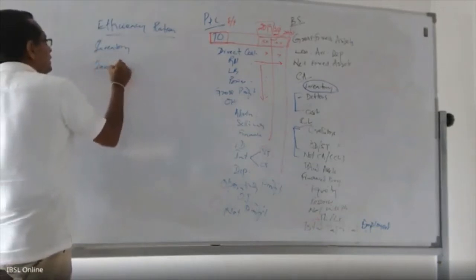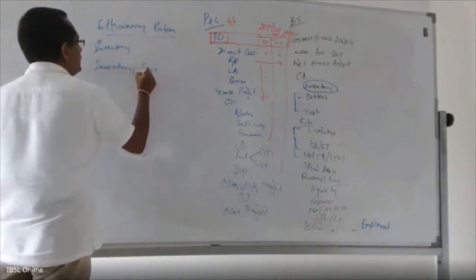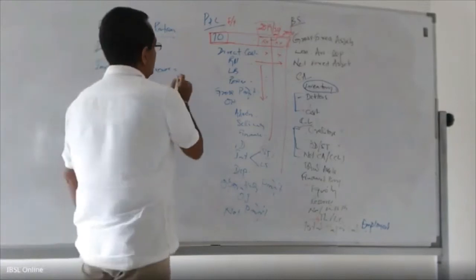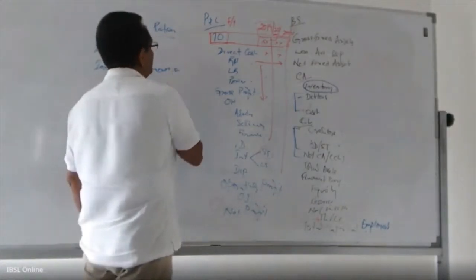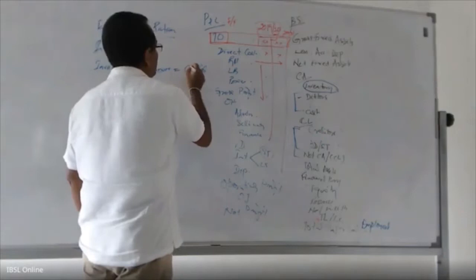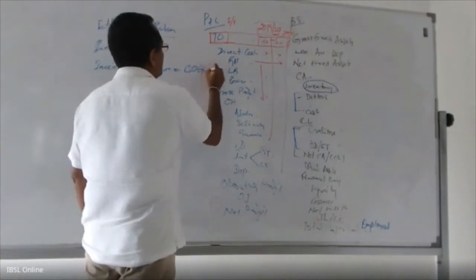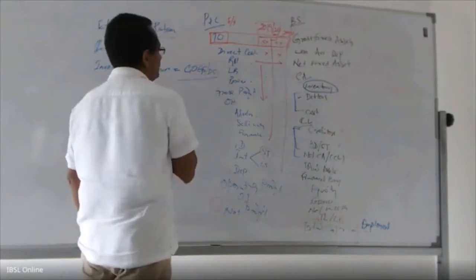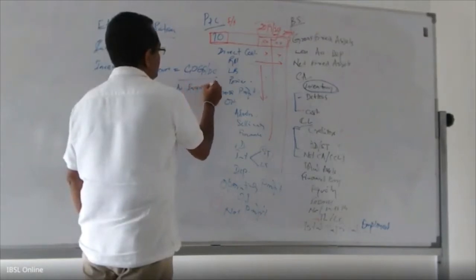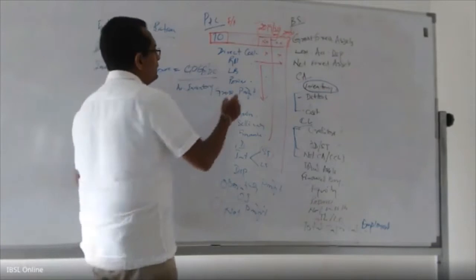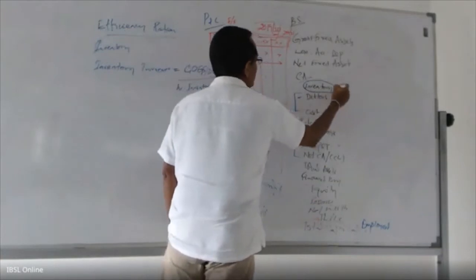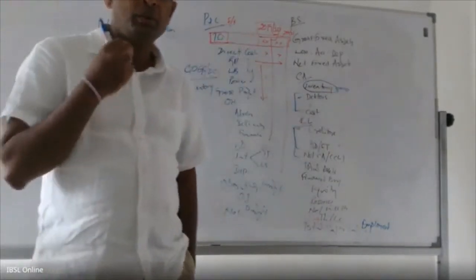Inventory turnover, right? How is this ratio calculated? That is cost of goods sold or direct cost, divided by average inventory. Cost of goods sold, or direct cost, divided by average inventory. What does this ratio indicate?